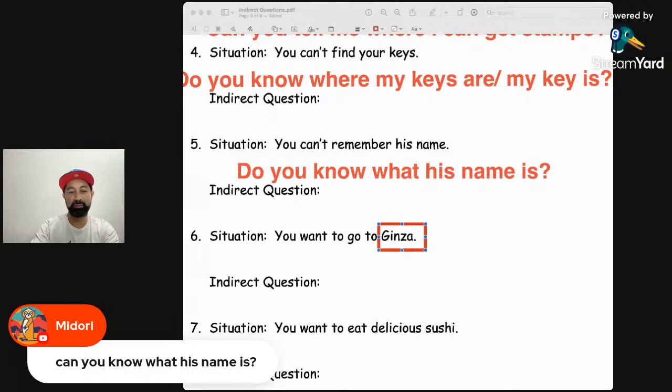Midori, very good job. Can you tell me, or do you know? I think if you remove the can, do you know what his name is? Perfect job, Midori. Just be careful to put do you know.